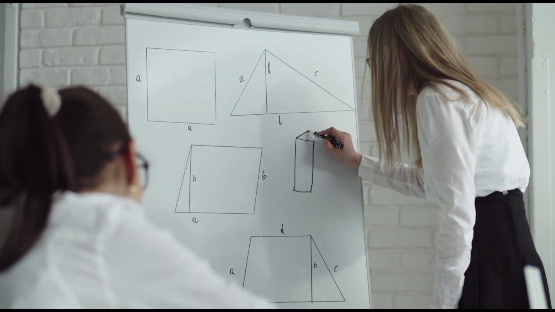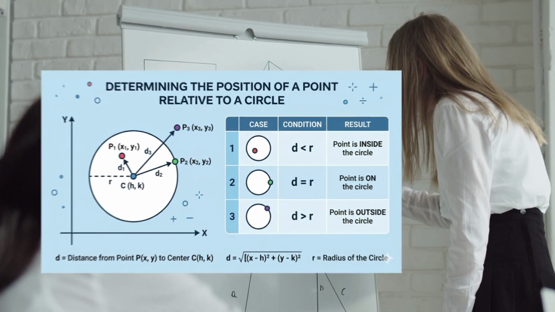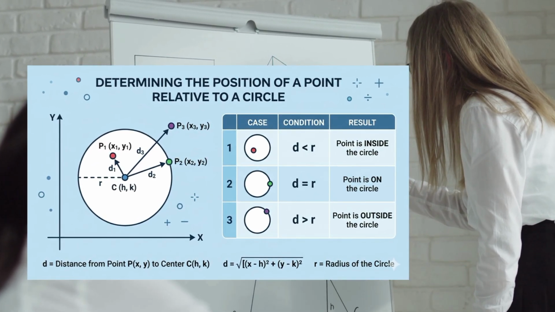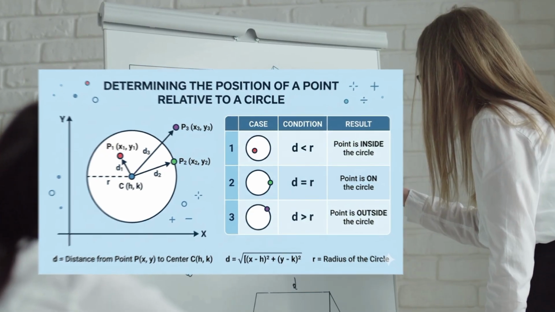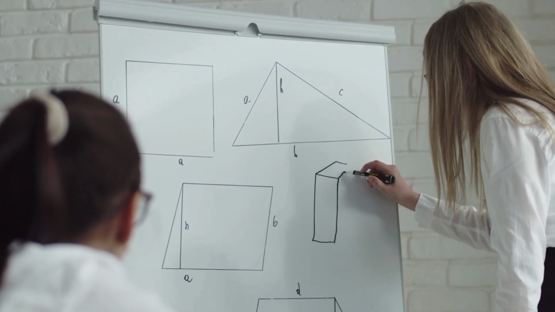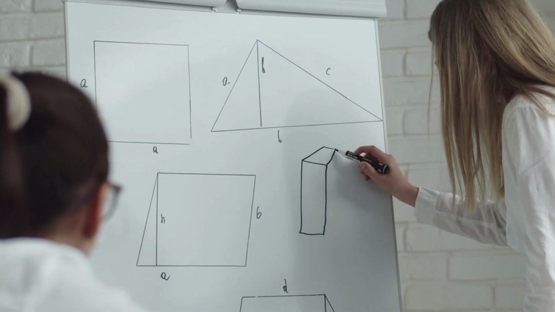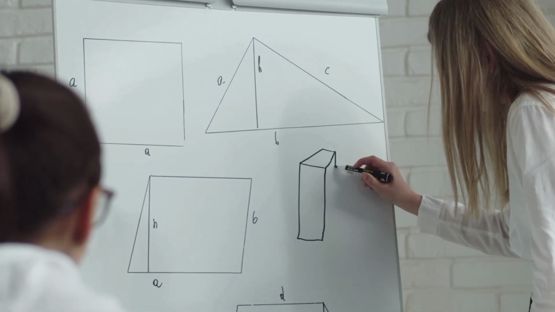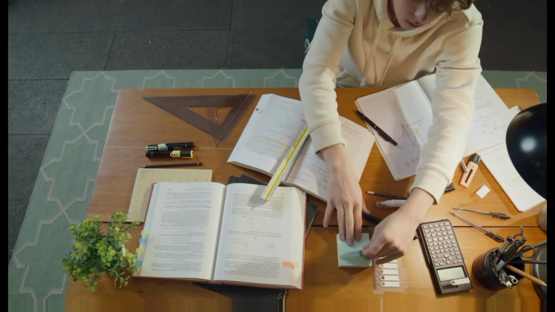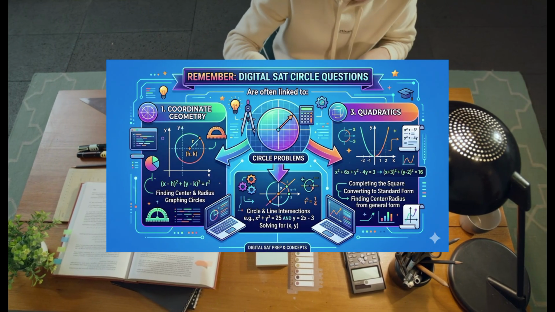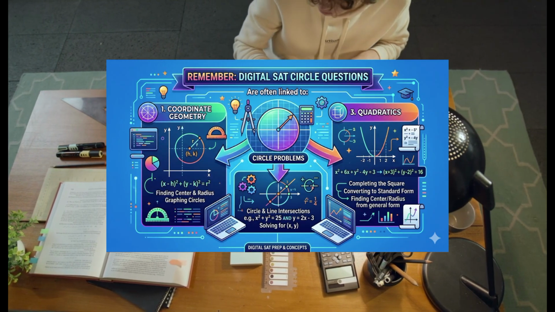Another powerful shortcut involves distance. If the SAT asks whether a point lies inside, on, or outside a circle, you don't always need to graph it. Simply compare the distance from the point to the center with the radius. If the distance equals the radius, the point is on the circle. If it's less, the point is inside. If it's greater, the point is outside. One quick calculation can save you from a much longer solution.